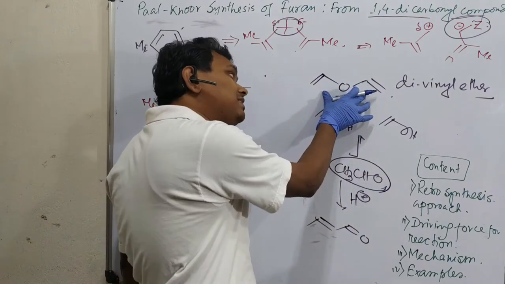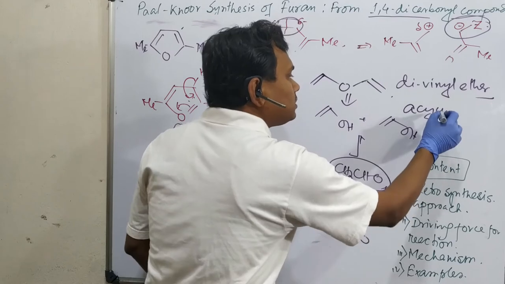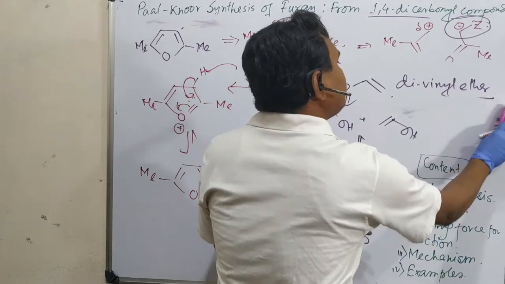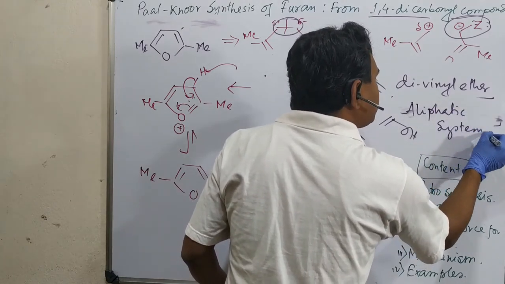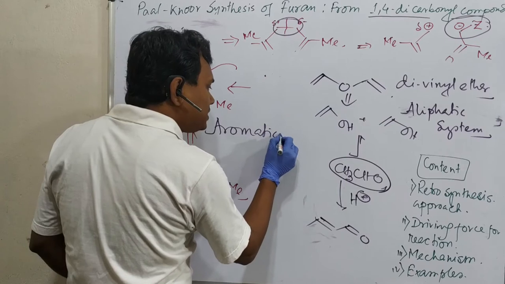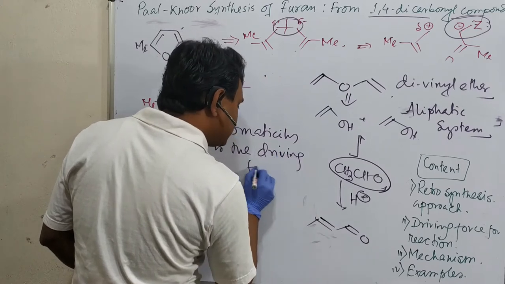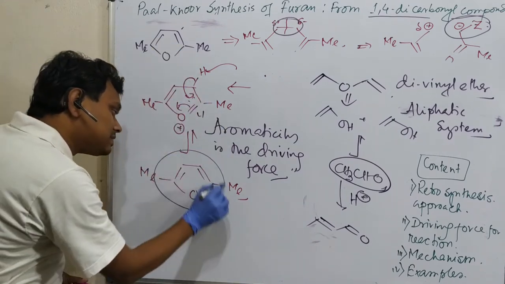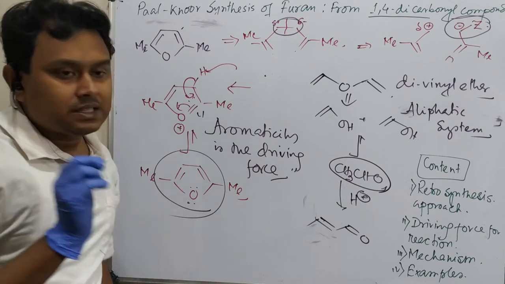This means that vinyl ether formation is not that easy for an acyclic system, or you can say an aliphatic system. Better word is aliphatic system. But the question is, if it is so, why is this happening? Because aromaticity is the driving force. Please keep in mind that aromaticity is the driving force. That's why this reaction happens very easily and ultimately results in a cyclic ether, because this furan is an aromatic heterocyclic moiety. Fine. So let's discuss the second example.